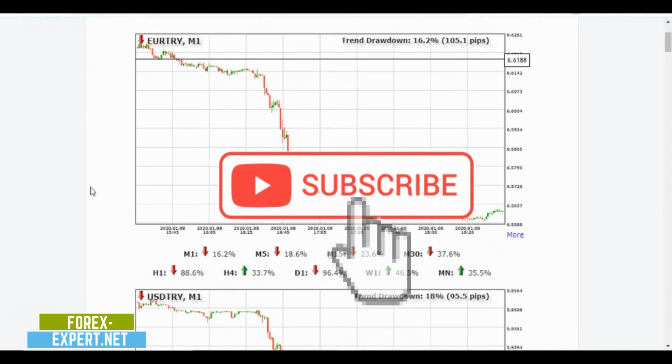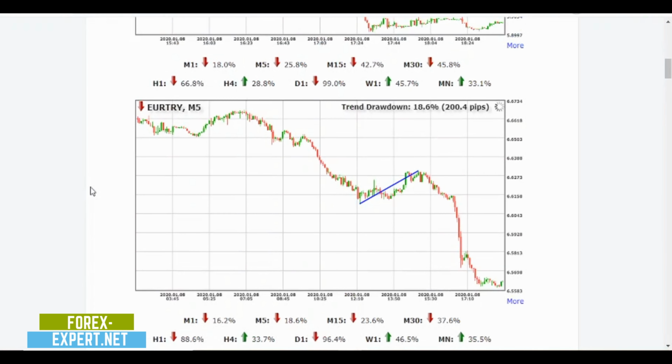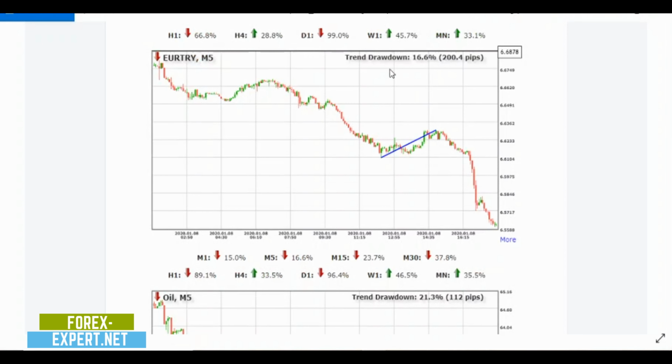Let me show you what happened today. I found this very interesting downtrend on the euro and the Turkish lira 5-minute charts. The drawdown was around 16%. Here it is now around 18%, but I saved the screenshot. So this was the drawdown at the moment I found it.